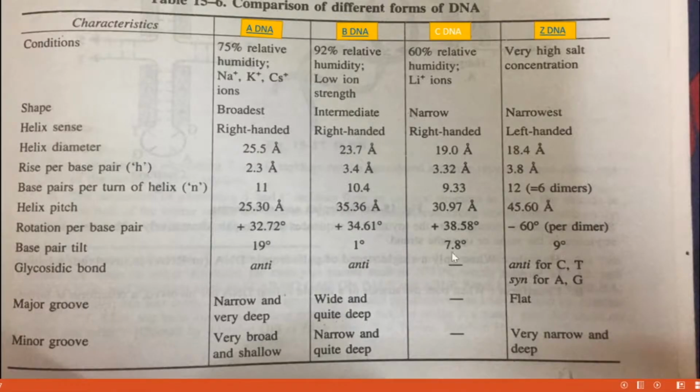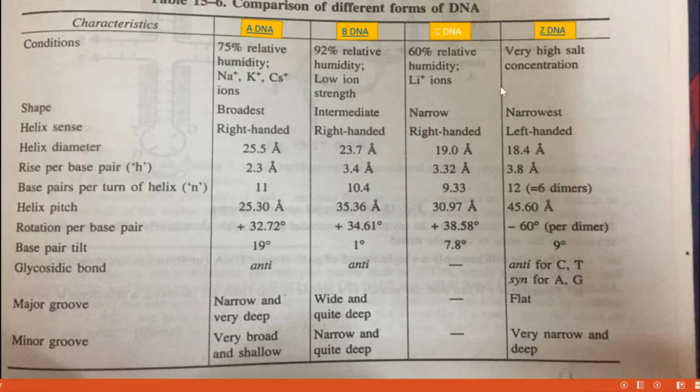So it's a table showing all the features, all the important points regarding DNA and its comparisons with respect to each type. It's very important. You need to learn this table along with writing that answer. You can add this table also depending upon the marks. Condition: ADNA exists at 75% relative humidity in the presence of this type of ions, and BDNA occurs at 92% relative humidity, more humidity, low ion strength, and cDNA at 60% relative humidity, and also lithium ions are there.